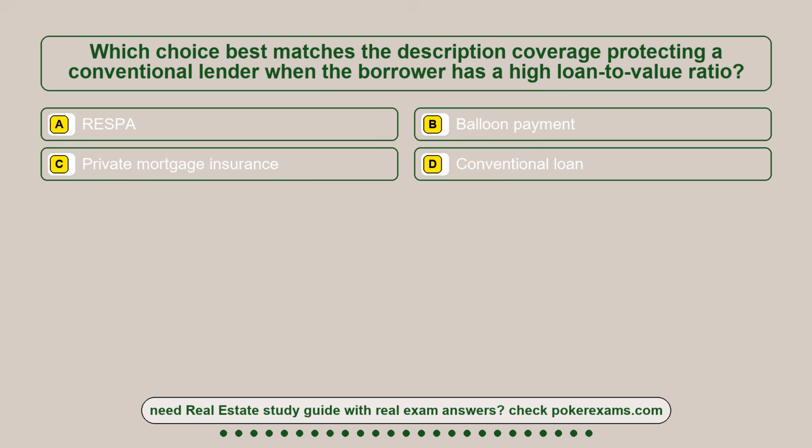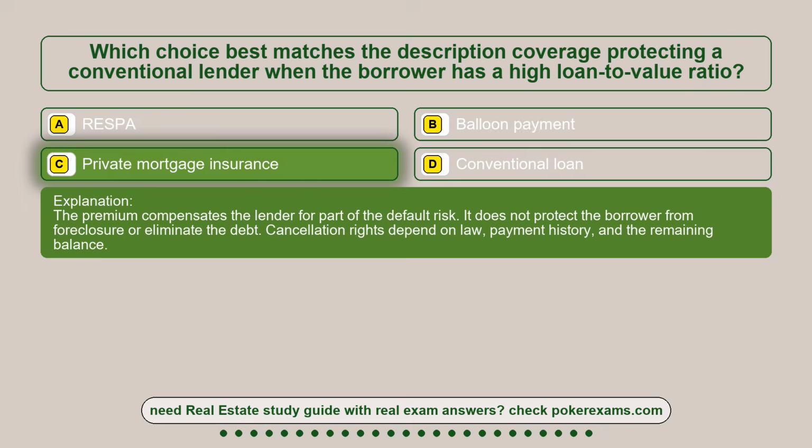Question 18. Which choice best matches the description coverage protecting a conventional lender when the borrower has a high loan-to-value ratio? Option A, RESPA. Option B, balloon payment. Option C, private mortgage insurance. Option D, a conventional loan. The correct answer is option C, private mortgage insurance.